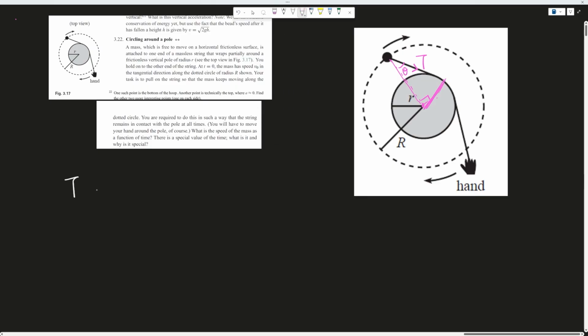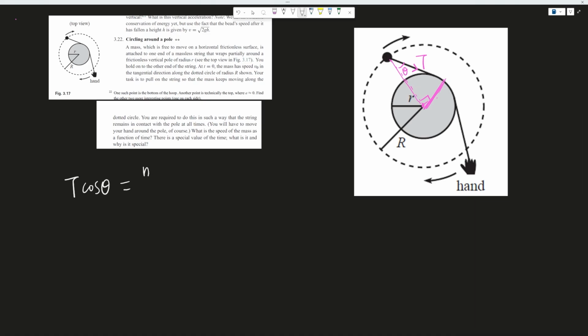For the radial direction, we have T cosine theta equal to mv squared over R, because it's in circular motion, and we're using big R because it is circling in a circular path that has radius big R. And then for the tangential direction, we have T sine theta equals to something. We don't really know what that something is, so we can just write down ma, which is basically m dv/dt. These are our two formulas.